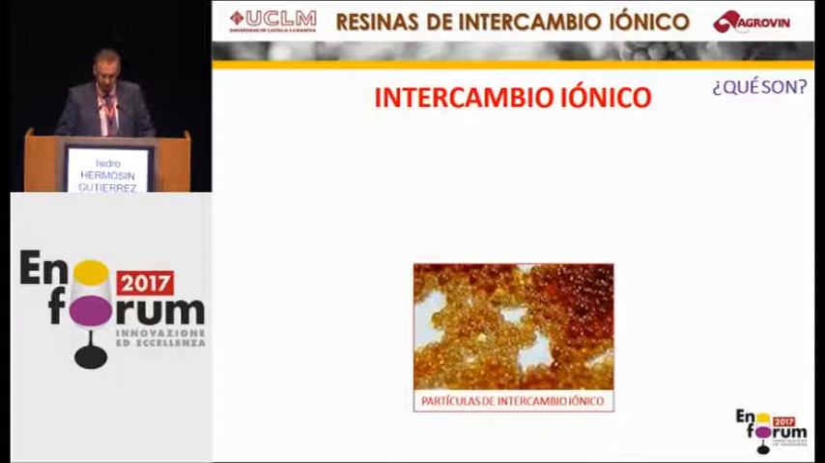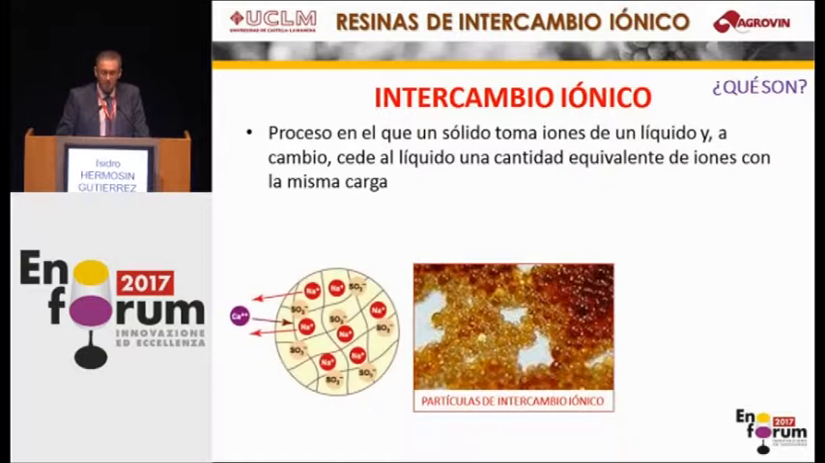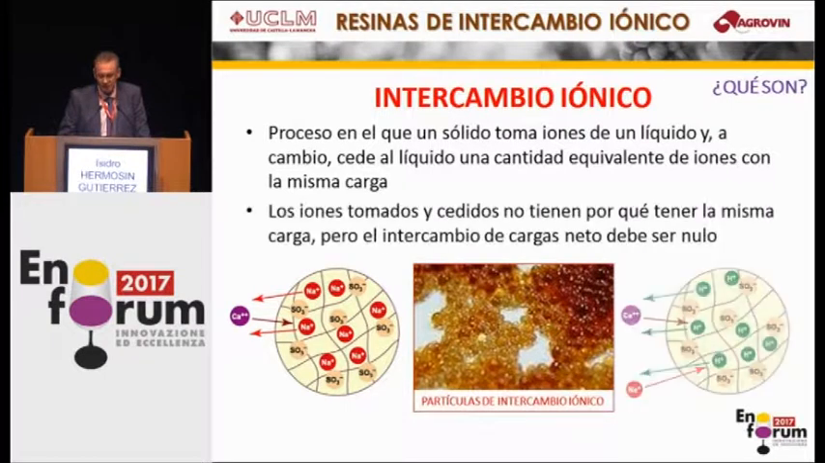First of all, let me discuss some ionic exchange resins. Nowadays, they look like this, and they contain these small particles. The process in itself is such that a solid will take ions from a fluid, and in exchange for that, it will provide to it an equal quantity of ions with the same charge. The ions which are taken and given need to respect the principle of charges. The same number of charges yielded by the resin must be the same as what is absorbed from the fluid.